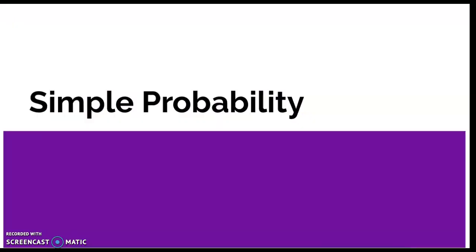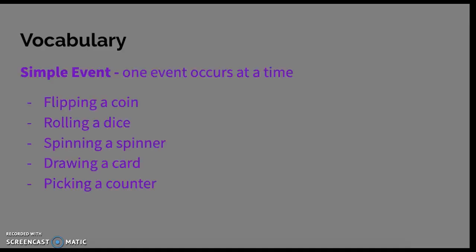So we are going to work on simple probability today, and that involves simple events. So a simple event is one event that occurs at one time. Examples would be flipping a coin, rolling a dice, spinning a spinner, drawing a card from a deck of cards, or picking a counter, which are those little colored chips from a bag or something. Okay, all of those are examples of simple events.